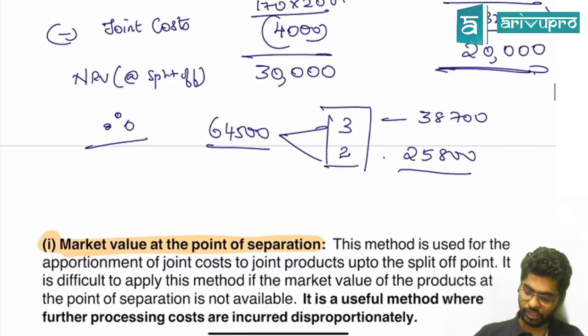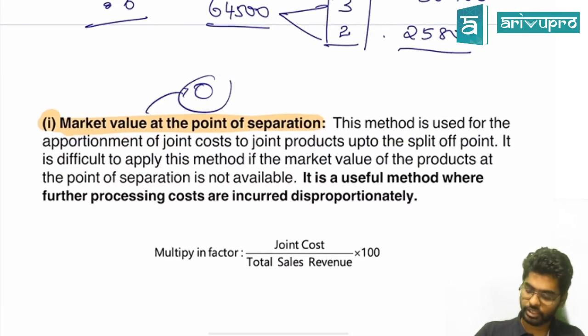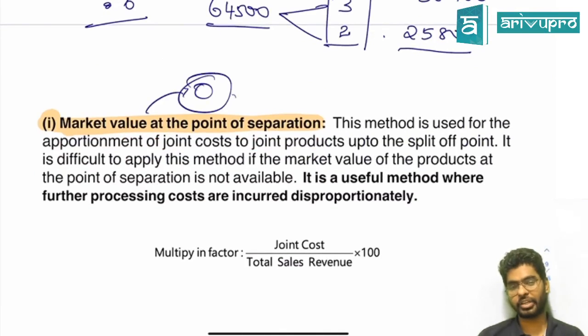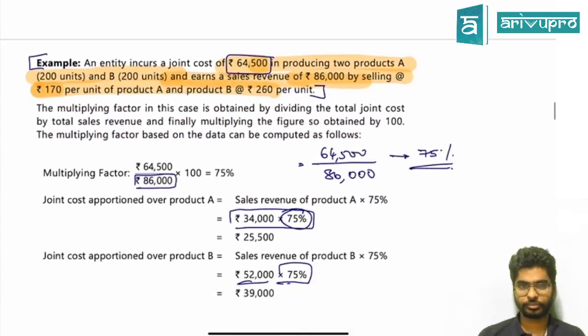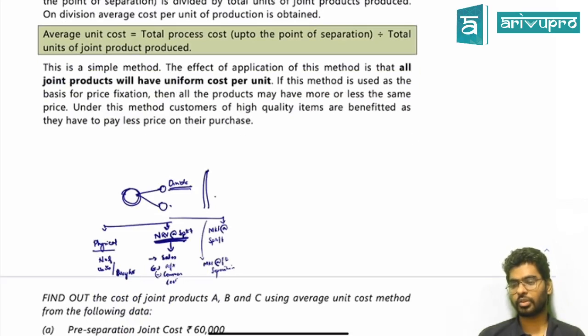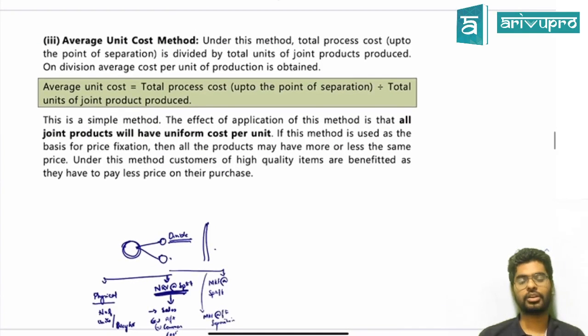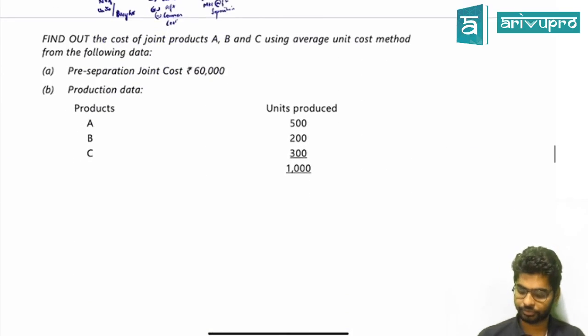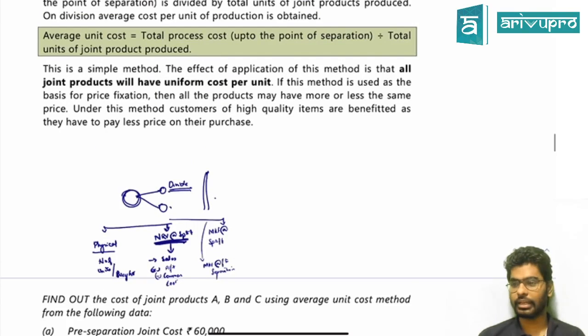We will be doing another method also. I'll be teaching you a little while because there are different ways of doing it. The last one is the average unit cost. The moment I say average unit cost, what does it mean? It basically means you are going to do it based on the total cost incurred. Now, let's take one question and try understanding all the methods we have done till now, and also try teaching the average cost method.